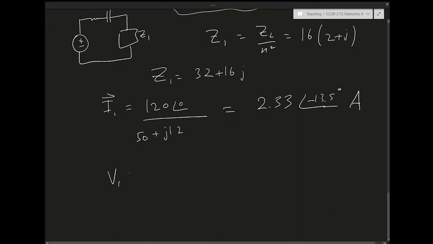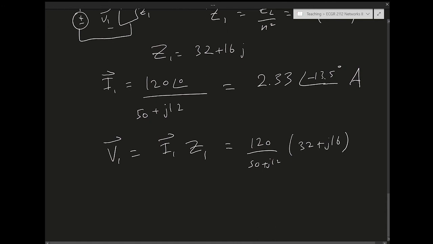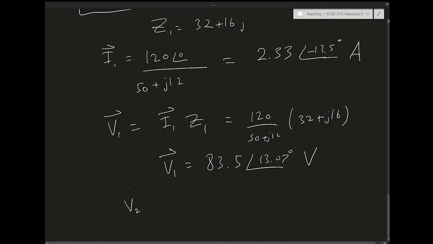So V1, of course, is I1 times the reflected impedance. That's what V1 is. So again, let's do it. I1 is 120 over 50 plus J12, and Z1 is 32 plus J16. So do this math again, we end up with V1 being 83.5 at 13.07 degrees volts.